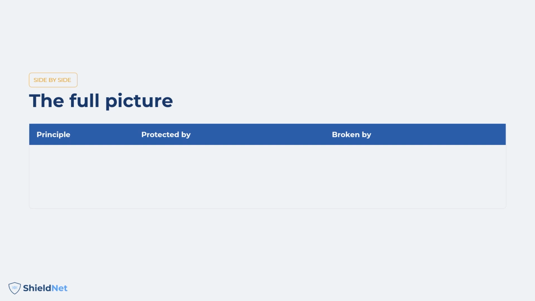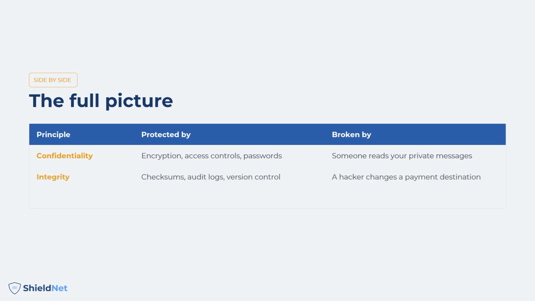Here is a reference view of all 3 principles together. Confidentiality, only the right people can see it. Everyday example, your medical records are visible to your doctor, not your neighbor. It is broken when someone reads your private messages, or a company sells your data without permission.